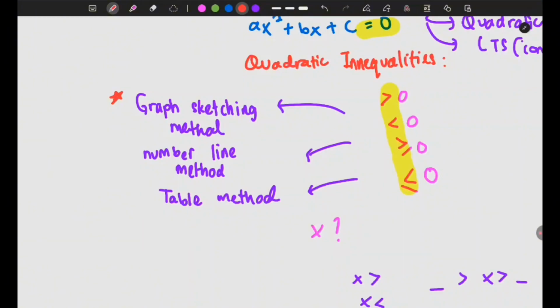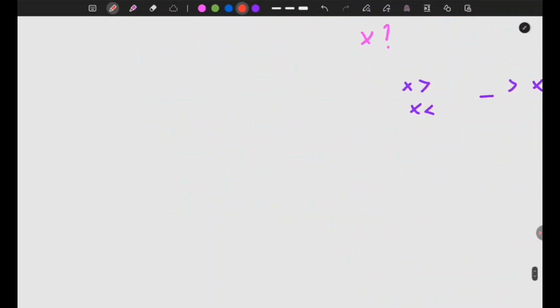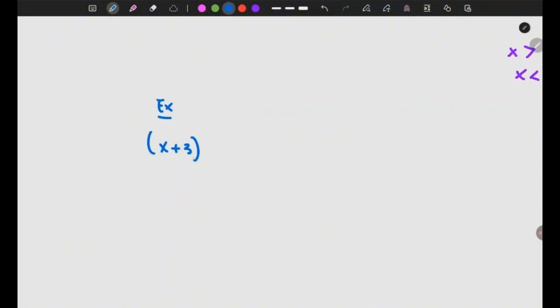So I will go through all the methods. Let's start with a simple example. Example, I will show all these three methods. Maybe I have an inequality of x plus 3 and 2x minus 1, and this is more than 0.